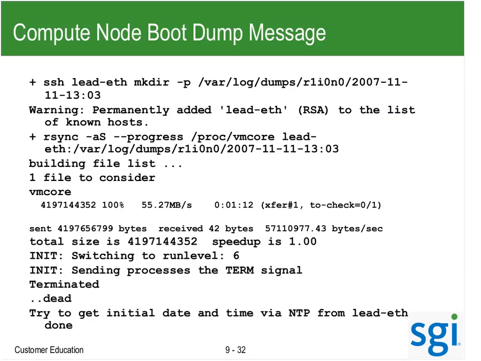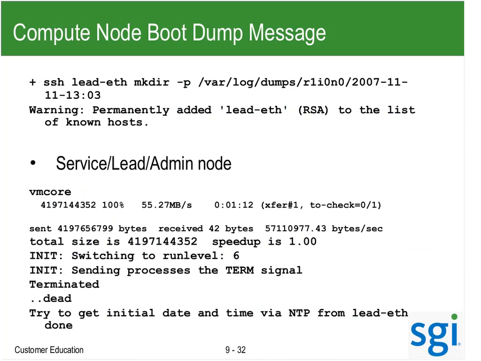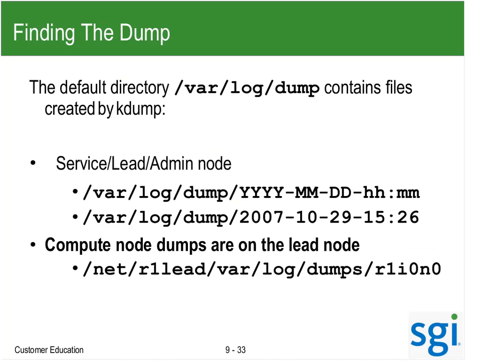So I did do this yesterday to get you started, but 932 is showing where we're doing an SSH. It's making a directory: var log dumps on the lead node, then the node name, and then the date. And then it rsyncs it off there. So, have to watch this. The var log dump for the service, lead, and admin nodes, or for the compute nodes, is hostname var log dumps, with an S.